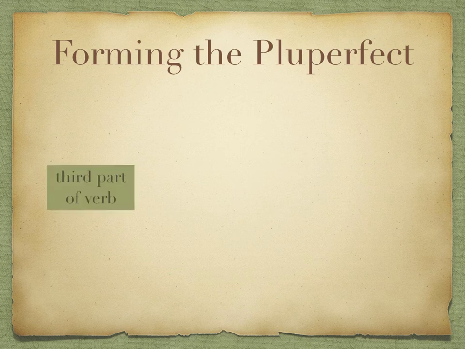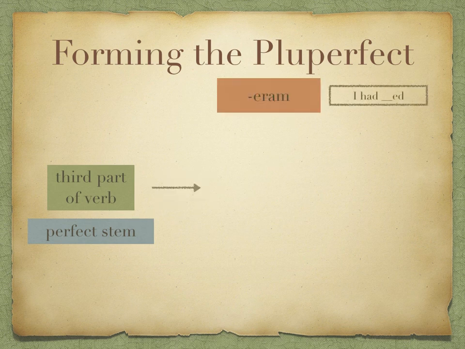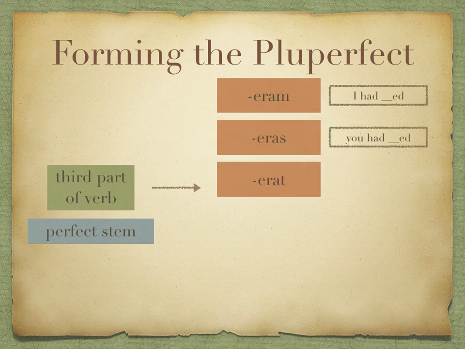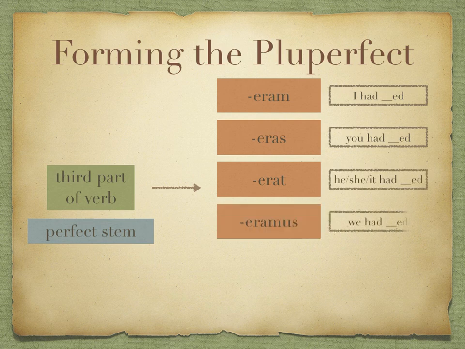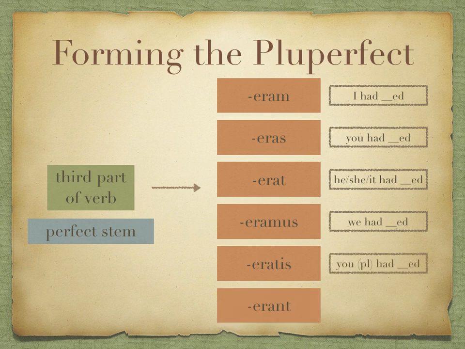So to form the pluperfect, we need to take the third part of the verb as listed in our vocabulary lists. This is the perfect form or the perfect stem of the verb. Then we are going to add the following endings. Eram, meaning I had something. Eras, you had something. Erat, he, she, or it had something. Eramus, we had something. Eratis, you plural had something. And finally erant, for they had something.